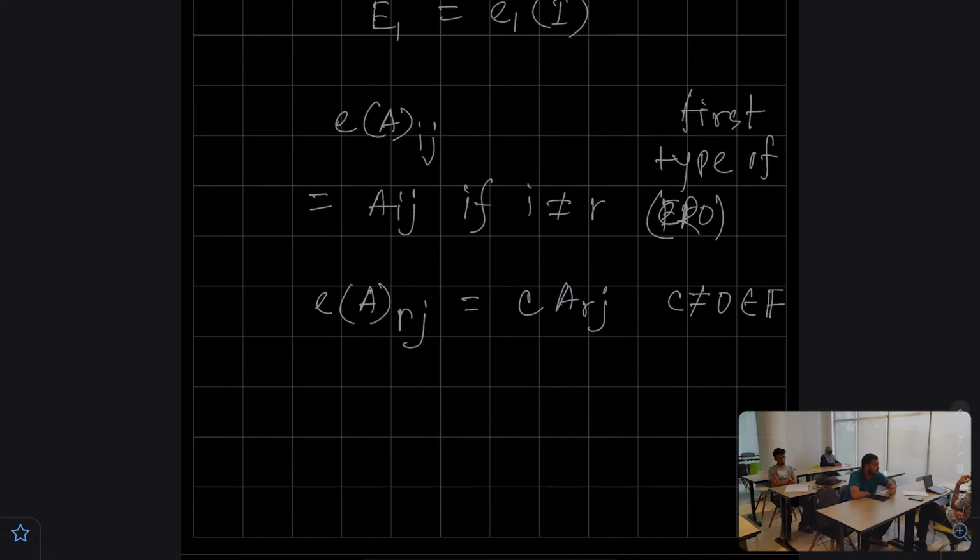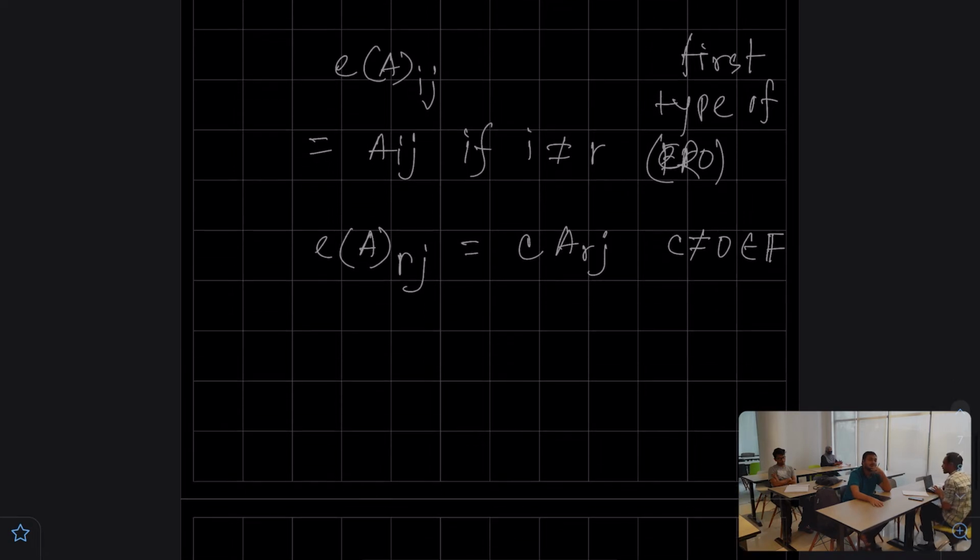Actually, you can take the multiplication by 0. But we are not taking it because of our definition that the inverse must exist. Right. So then this is equal to A_Rj.